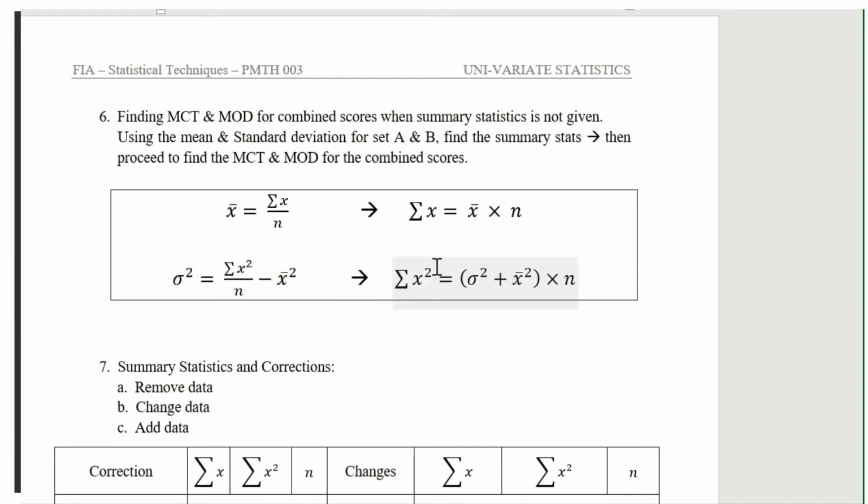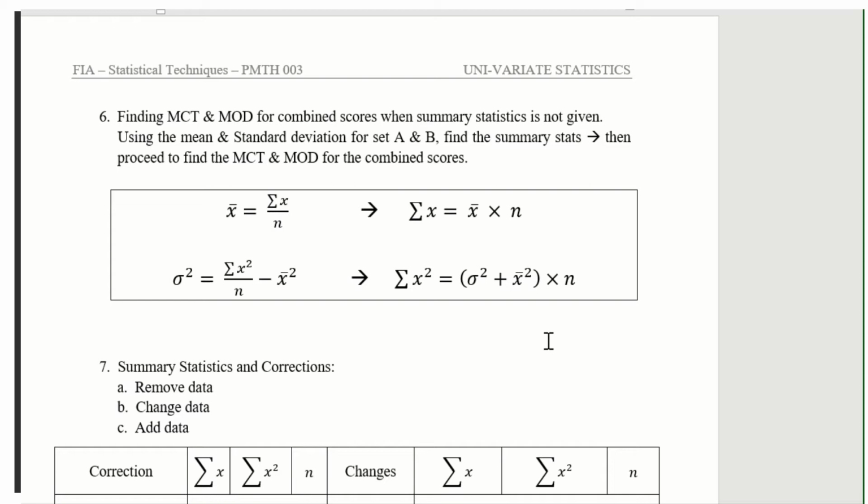How to find sigma X squared? Standard deviation squared, or variance, plus mean squared, the whole thing times N. Please pause this video at this point and digest these formulas.